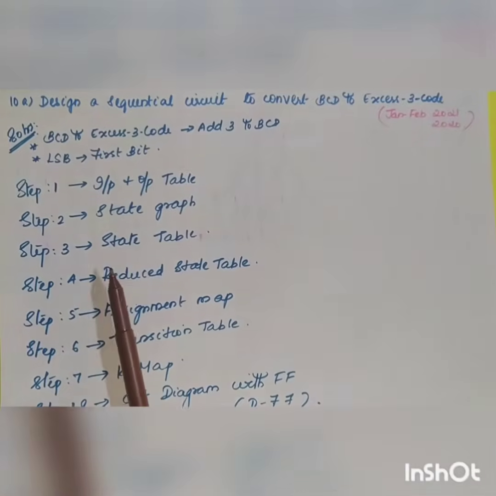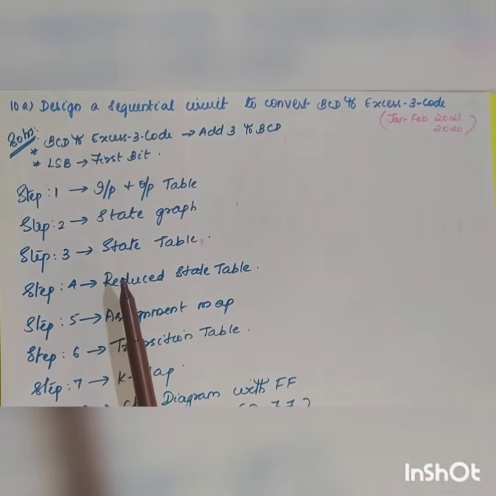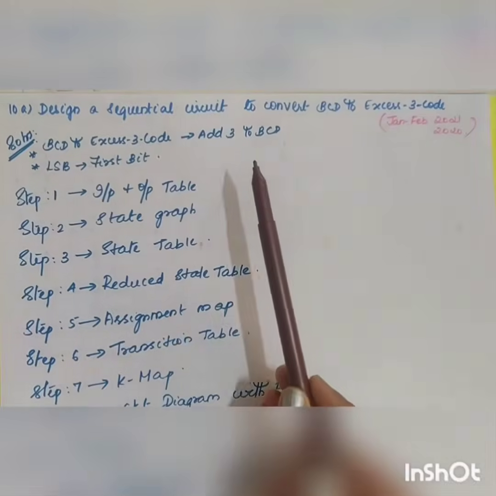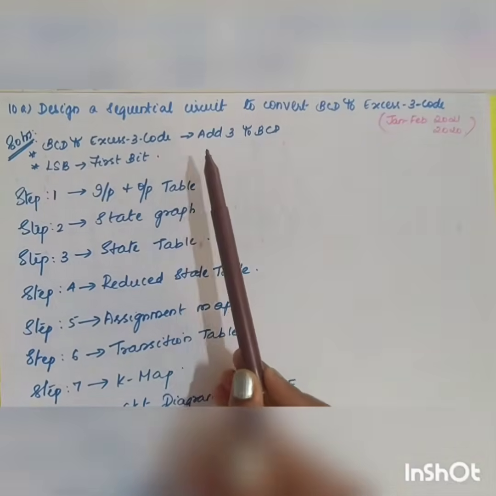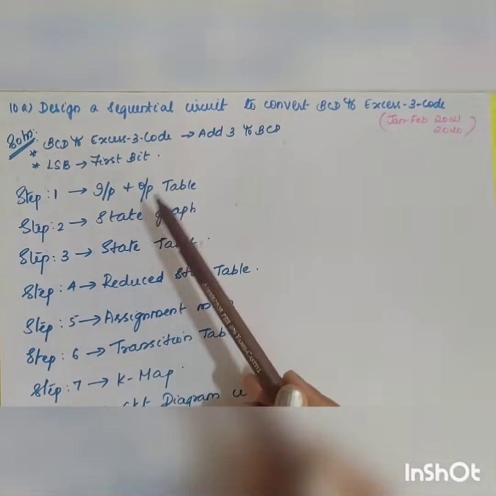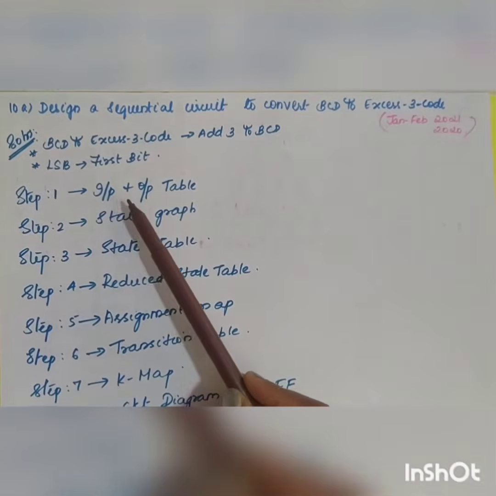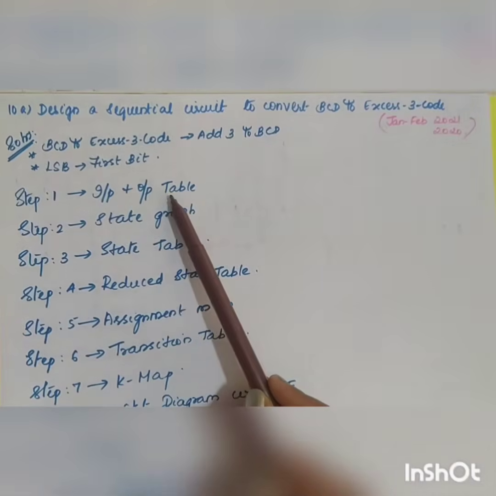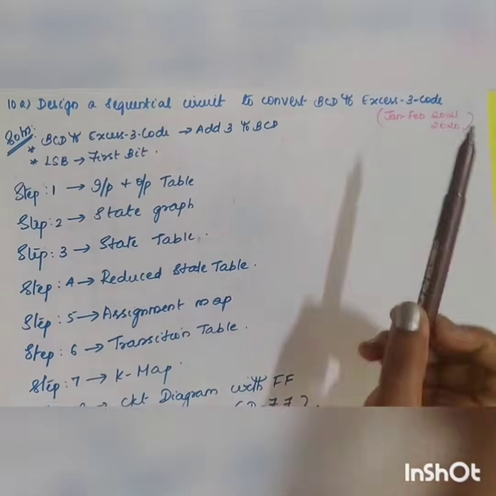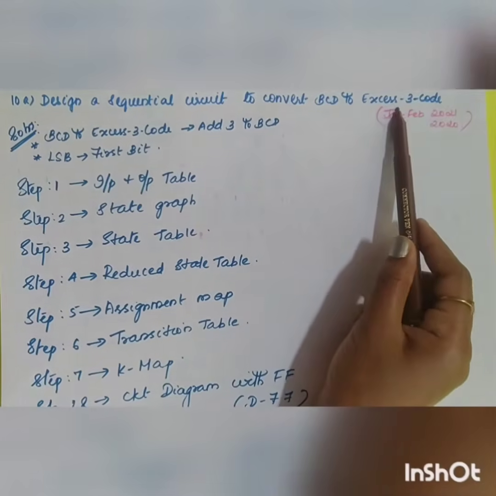So the next question is to design a sequential circuit to convert BCD to XS3 code. In order to design a sequential circuit, we have to go through different steps. The first step is to write down the input and the output table. In this case, what is your input? The input is your BCD and the output is your XS3 code.